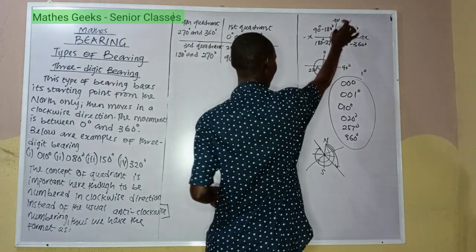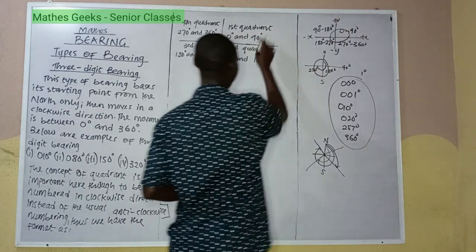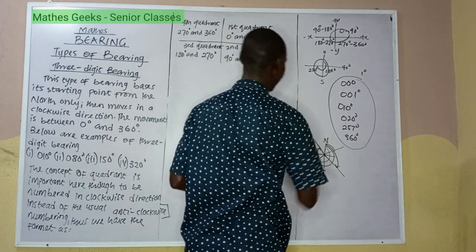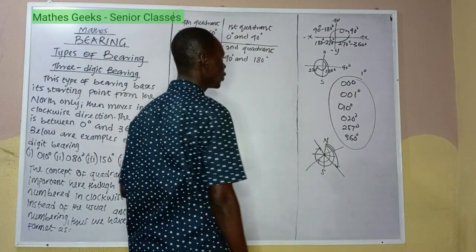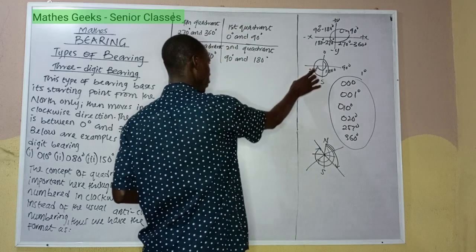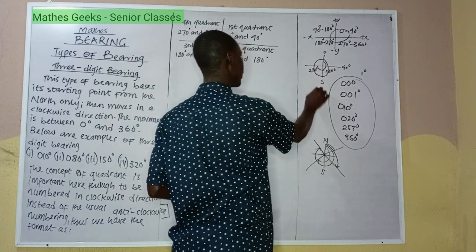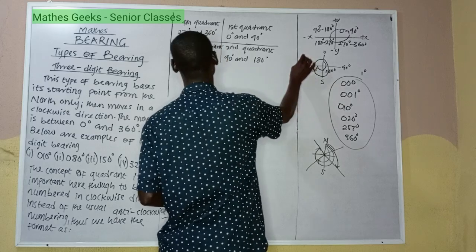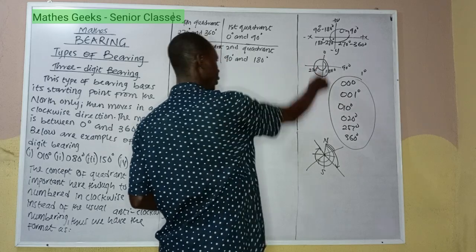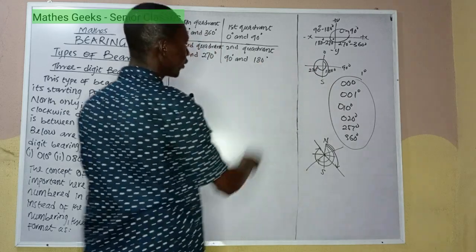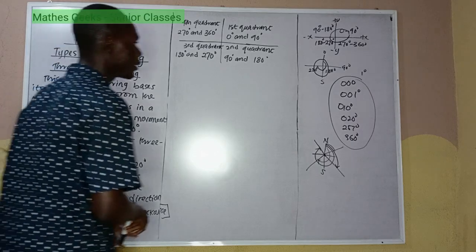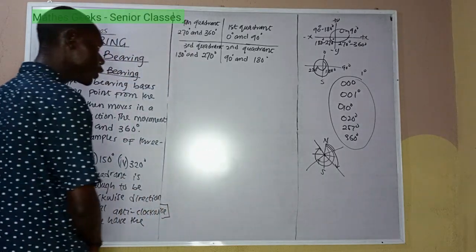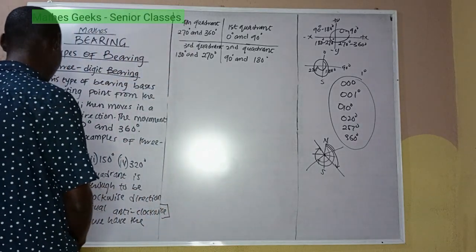So the first quadrant, this is the first quadrant, is between the range 0 to 90 degrees. The second quadrant is between the range 90 degrees to 180 degrees. And then the third quadrant is between the range 180 degrees to 270 degrees. And the fourth quadrant is between the range 270 degrees to 360 degrees. And that means you would have gotten back to where you started from, as the north again. And so that is that. So take note of that.